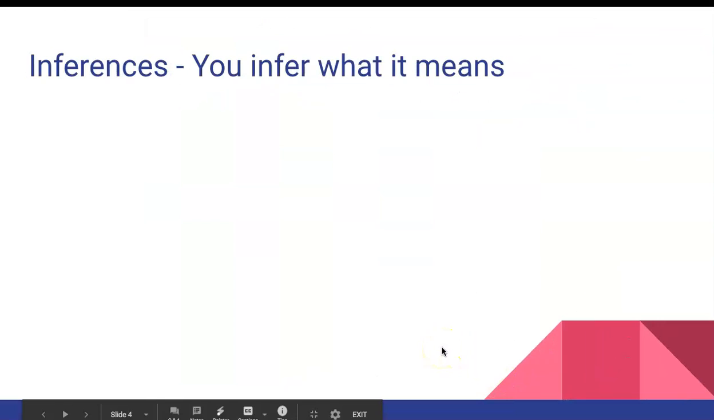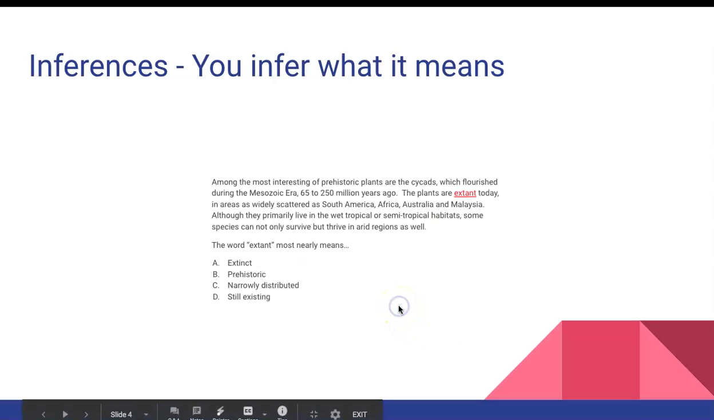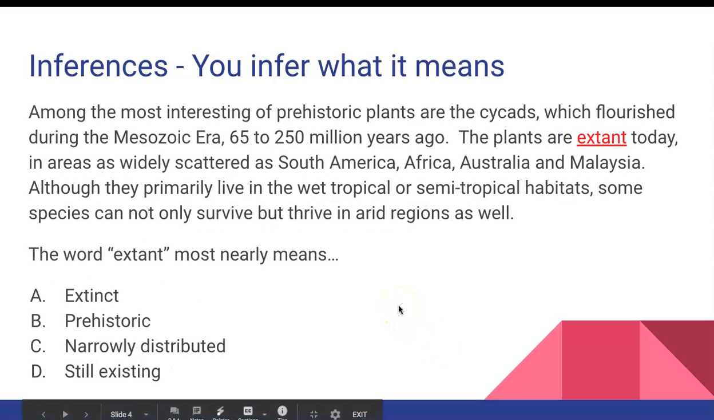So the first one, inference. That's where you infer the meaning. You come up with the meaning based off of words around the word that we are trying to define. So if you look at this first example, it says, the plants are extant today in areas as widely scattered as South America, Africa, Australia, and Malaysia. Now, this is the word we're trying to define. So in order to infer, we're looking at words around this. Well, in the first sentence, today is a big clue. When we're talking about today, we're talking about the present. We're talking about right now.